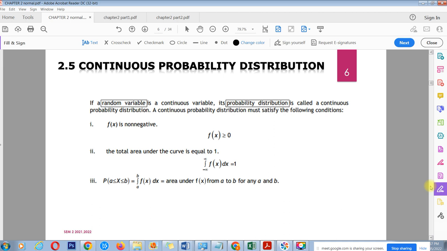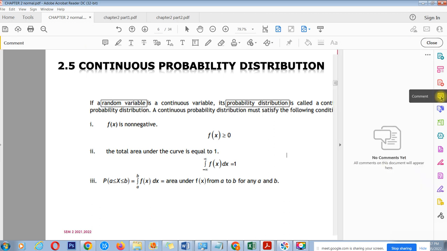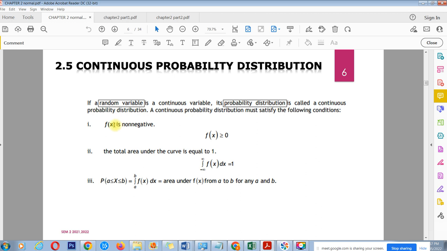If a random variable is a continuous variable, then its probability distribution is called a continuous probability distribution. The distribution should have these 3 conditions. First of all, f(x) should be non-negative, always positive or equal to 0. What does no probability mean? No chance to happen, for sure there is no chance that it happens.